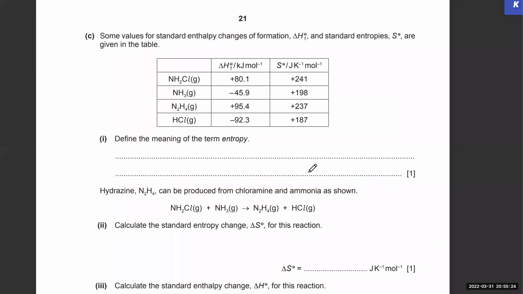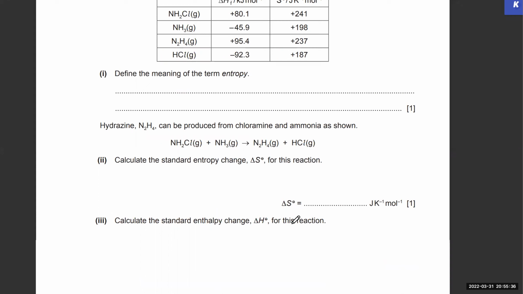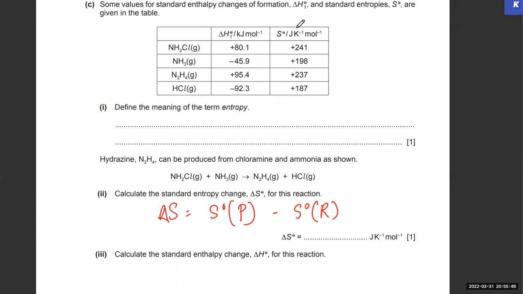And this is about entropy. Define the term entropy. It's disorder. It literally means a measure of the disorder. And you have to calculate the standard entropy change, delta S, for this reaction. So how do you calculate entropy? What's the formula? Delta S is the entropy of the products minus the entropy of the reactants. The entropies are given.